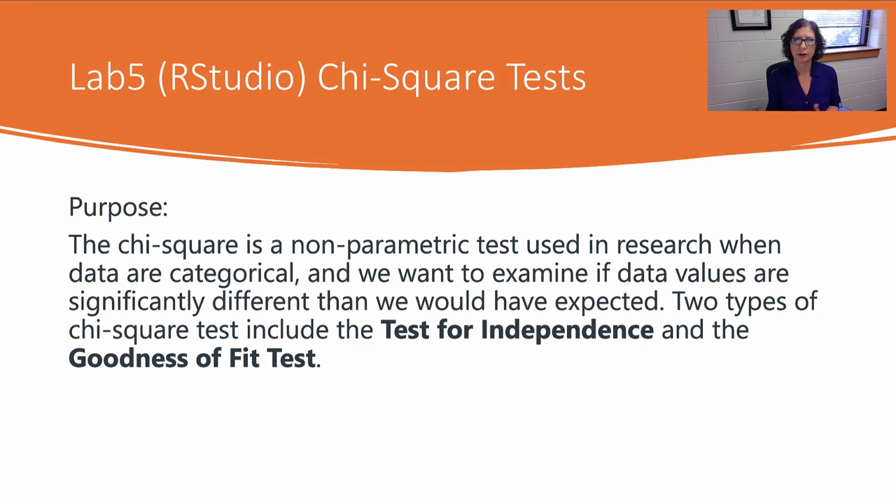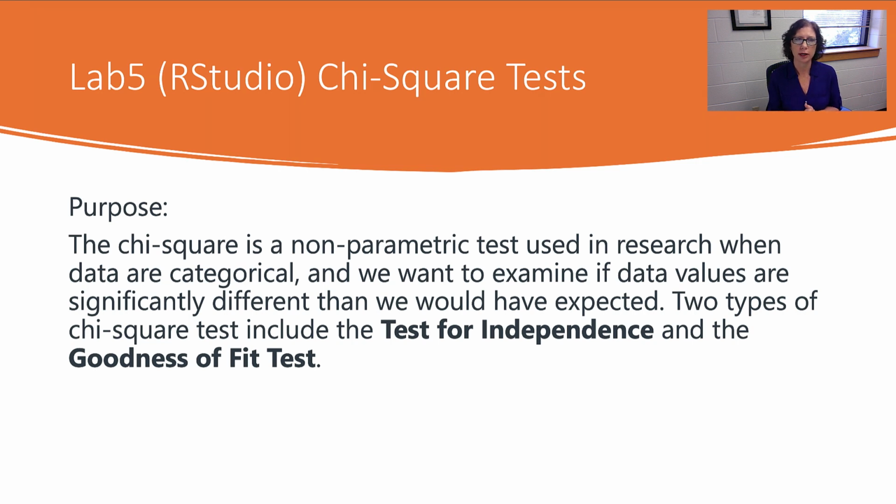In Lab 5 in RStudio, we're working with Chi-Square tests. And the Chi-Square is a non-parametric test used when our data are categorical in nature. And we're looking to see if the frequencies in those categorical variables are similar, or are they significantly different than what we would have expected?